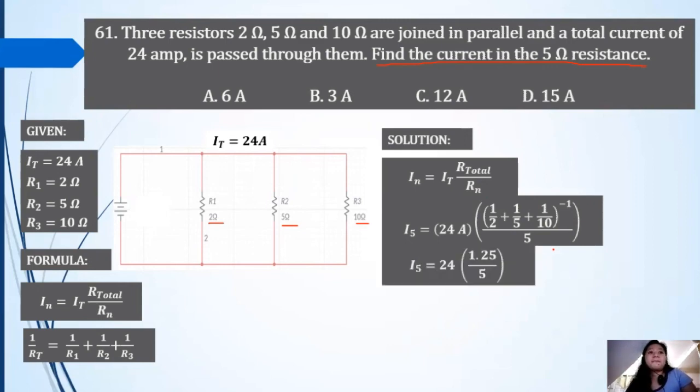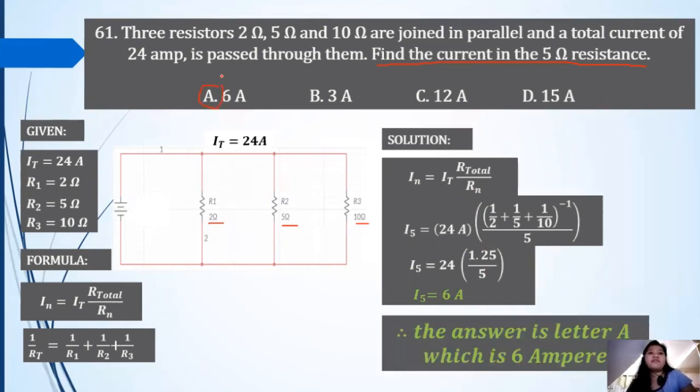Next, we will use the calculator to solve this one. So our R total is 1.25, divided by 5, and we will multiply it by 24. So our I5, or the current in the 5 ohms resistance, is 6 amperes, and that is letter A. So therefore our answer is letter A, which is 6 amperes. And that is the answer for number 61.